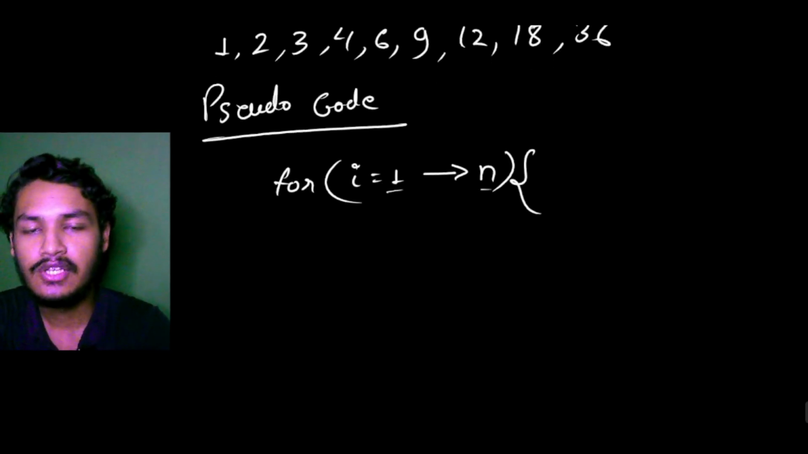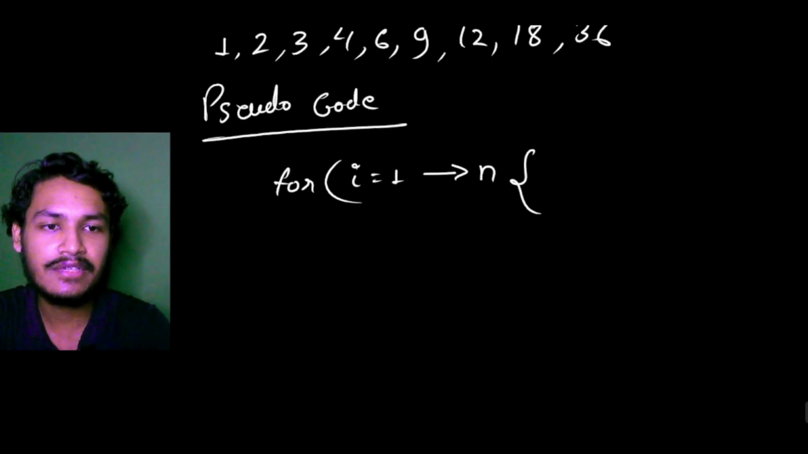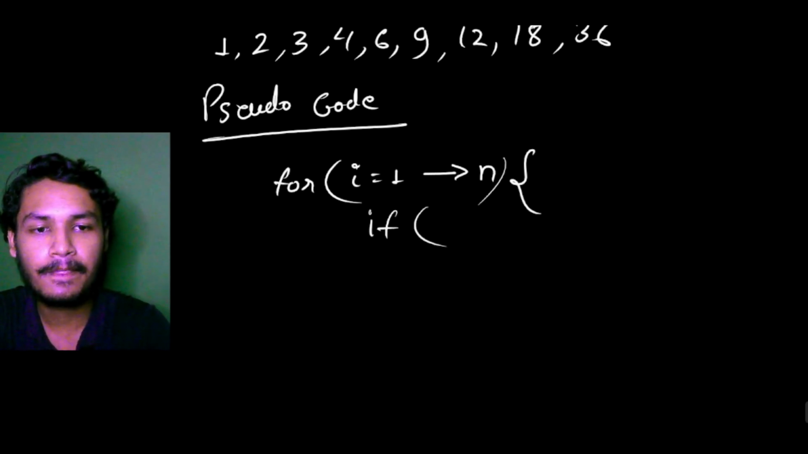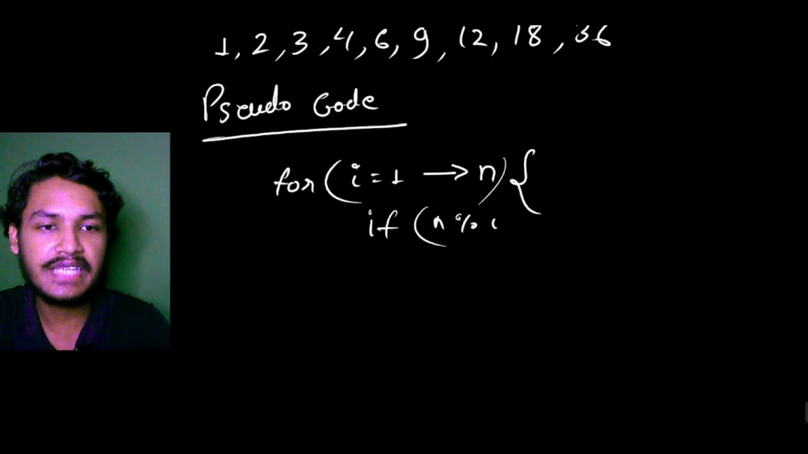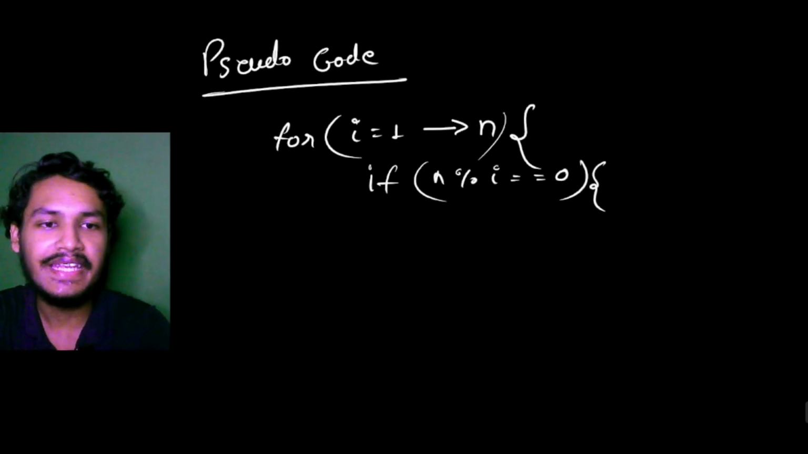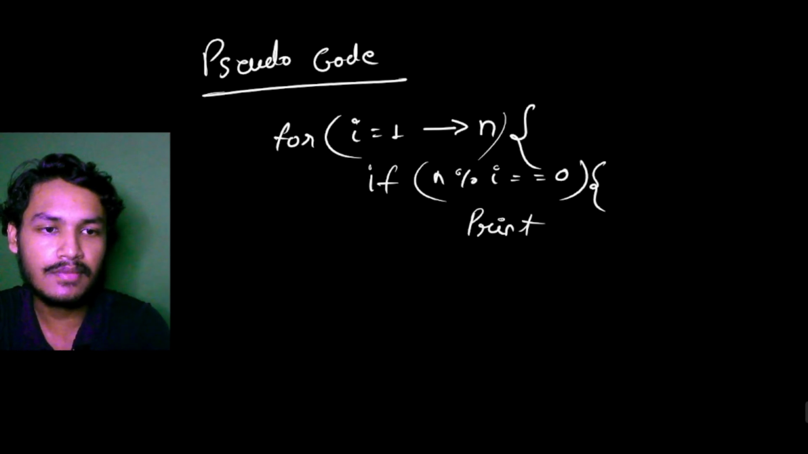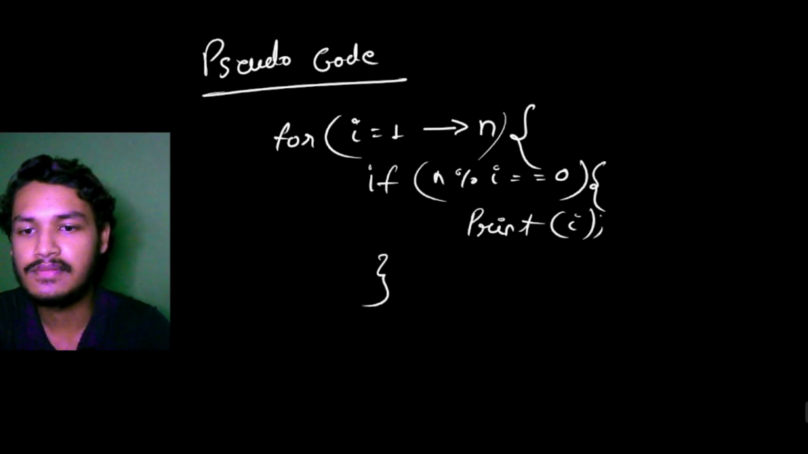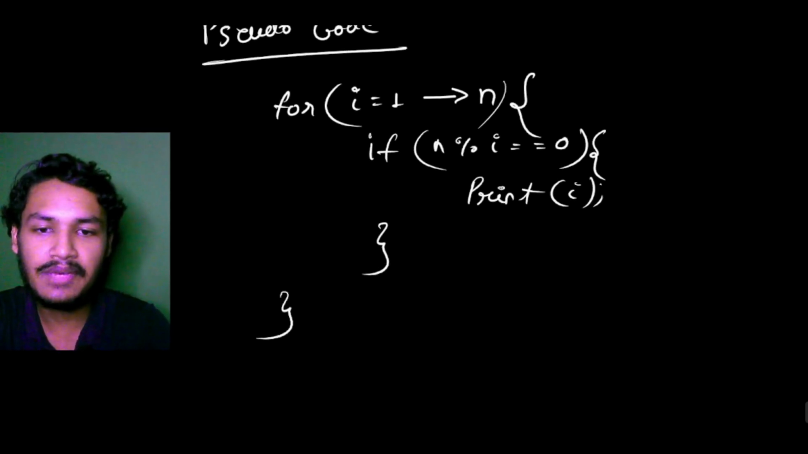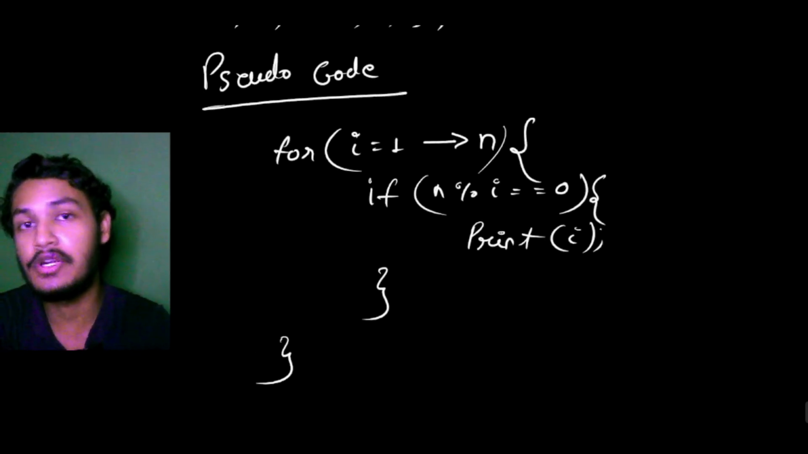So what we will do, we will check if n modulus i equals 0, that means i can divide this number completely. So we will print i. All right, so this is the most naive approach in which we can solve this question.